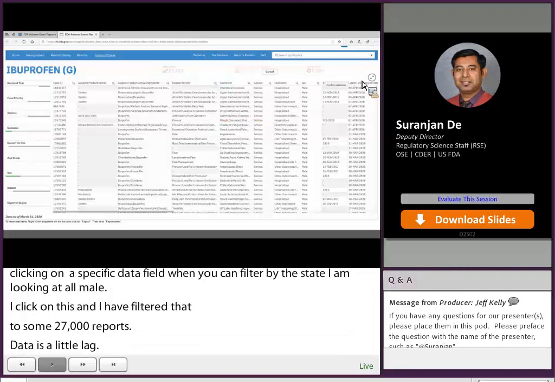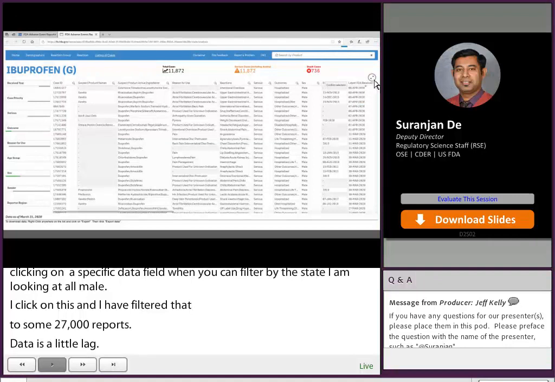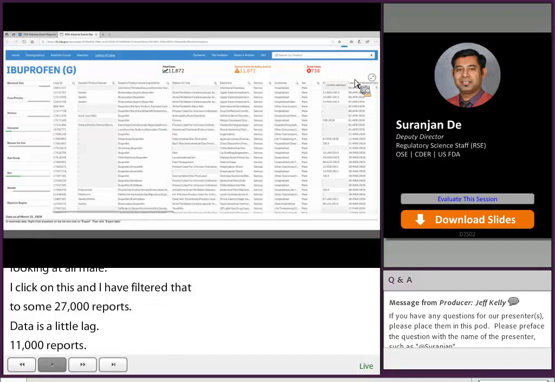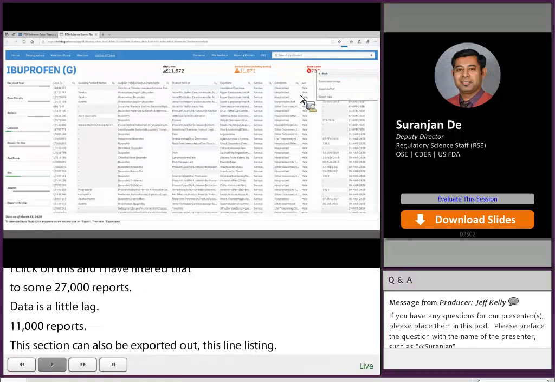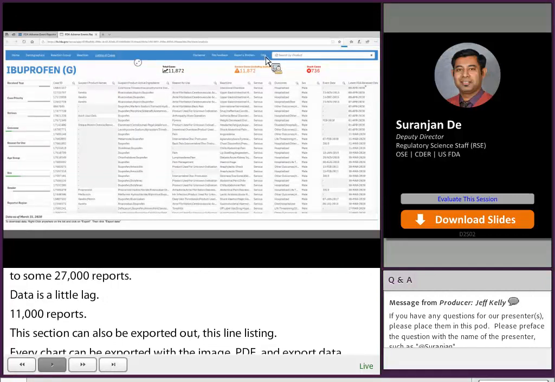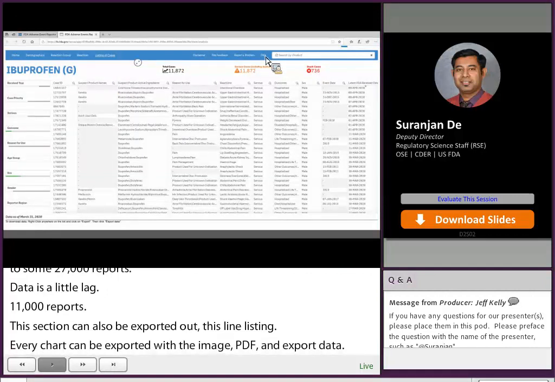Now this section can also be exported out, this line listing, and every chart can be exported with the image, the PDF, and then you can export the data. So this will open up in Excel. And at any point, if you have any questions, you have an FAQ here, wherein you can go and ask your questions.